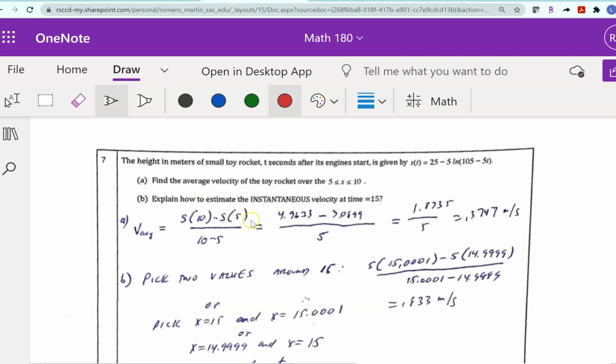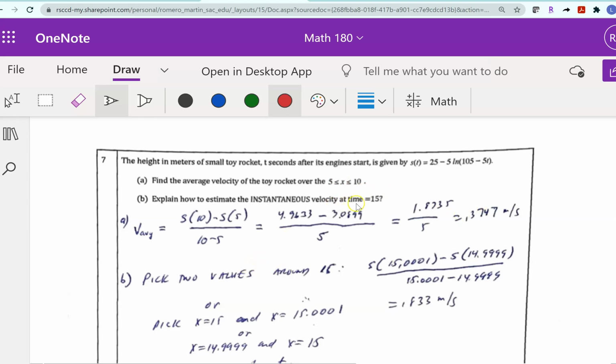And so to find the average between 5 and 10, that's it. You just plug in the values, right? And it's the difference quotient that we've seen from the very beginning of this class. The difference quotient, we're comparing the difference between the two values over how far those values are apart, right? From 10 to 5, it's 5. And so that helps you find an average velocity in this situation.